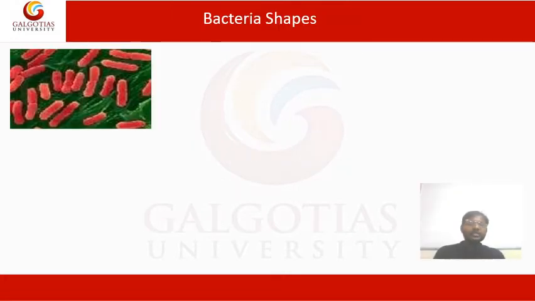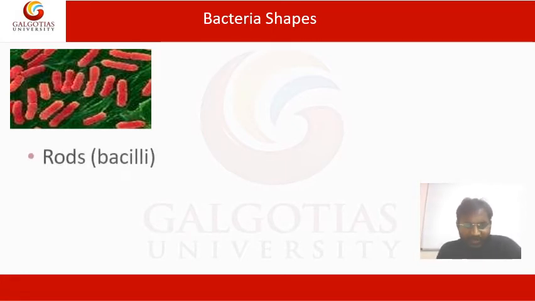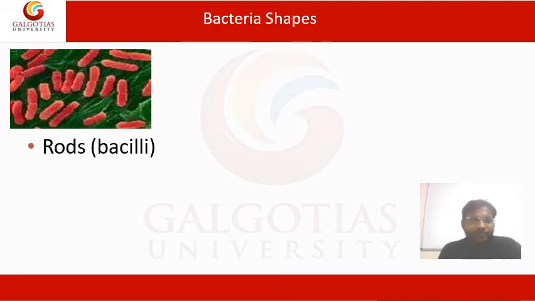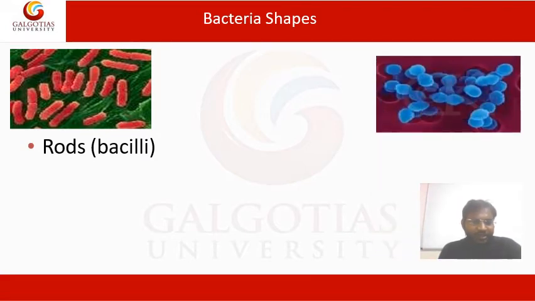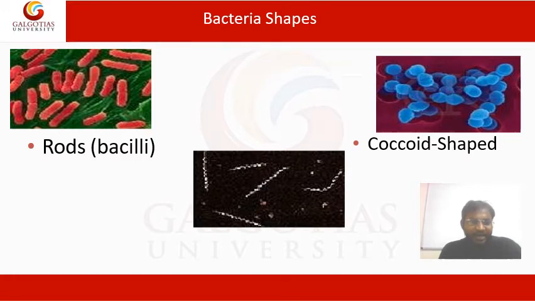And next, you can see the first picture. Can anyone tell the name of this structure? Which shape is this? Rod shape. A rod shape we call bacilli. Next, this is an oval, spherical shape. Spherical shape bacteria we call cocci. And next, you can see a rigid spiral shape; you can write spirilla. These are the structures of the bacteria.